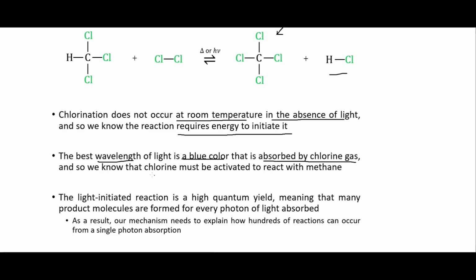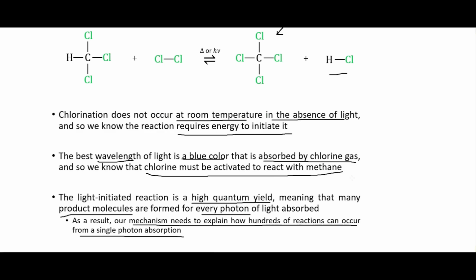And so we know that chlorine must be activated in order to react with methane. So it's the chlorine that needs to be activated here. Then the light-initiated reaction has a high quantum yield, which means that we can get many product molecules for every photon of light. We get like hundreds of product molecules per photon of light. So as a result, our mechanism needs to explain how hundreds of reactions can occur from a single photon absorption.